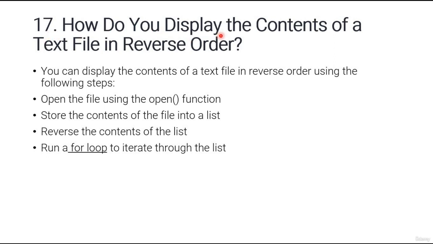So how do you display the contents of a text file in reverse order? How can we actually display the content of a text file in reverse order? You can display the content of a text file in reverse order using the following steps. Step number 1: open the file using the open function with file handling, right? Number 2: store the content of the file into a list. Step number 3: reverse the content of the list by using the reverse function. And step number 4: run a for loop to iterate through the list. And then there is step number 5, where you can use the print method to print the whole content in the output.